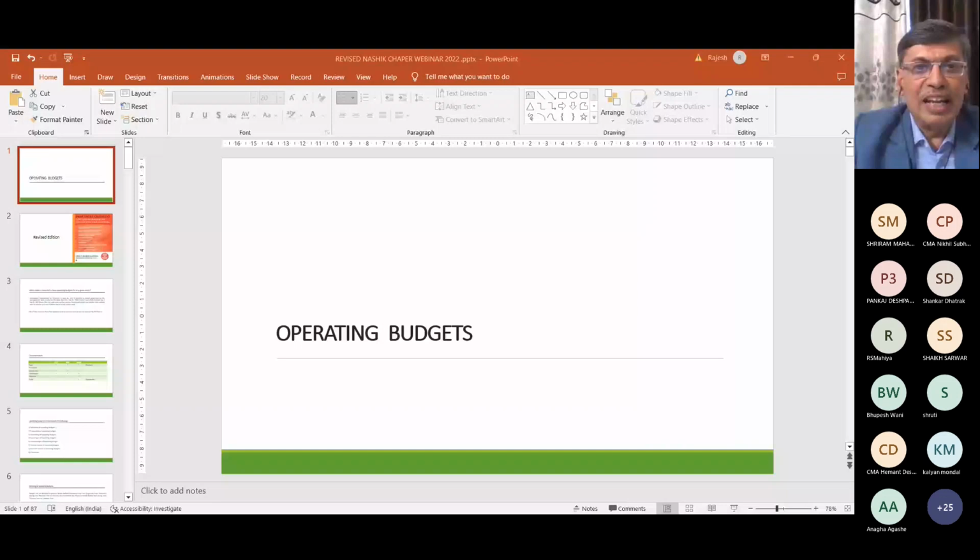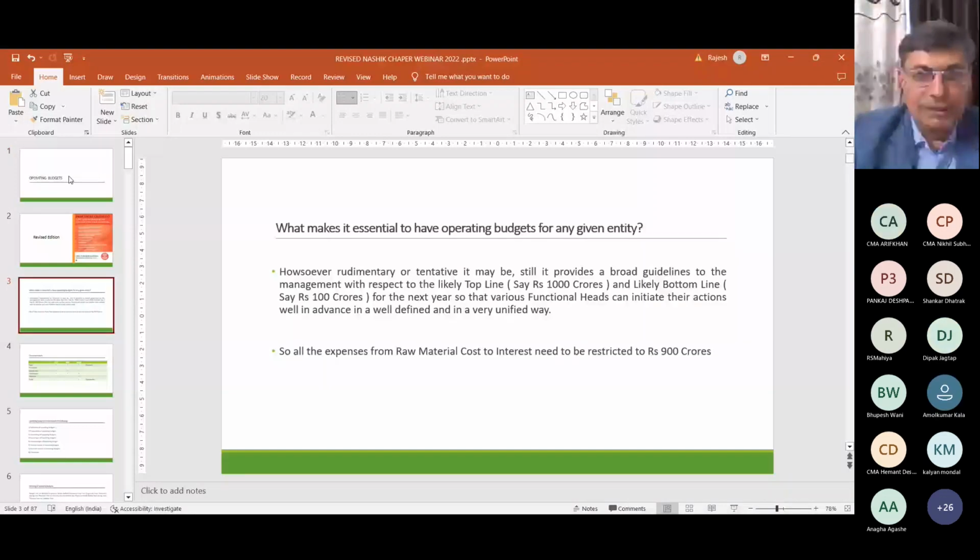So here the operating budget provides two answers: what to do and then how to do. That is why operating budgets are prepared, to give this direction to the management.